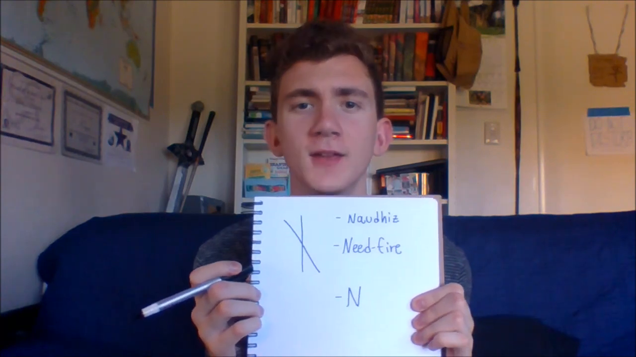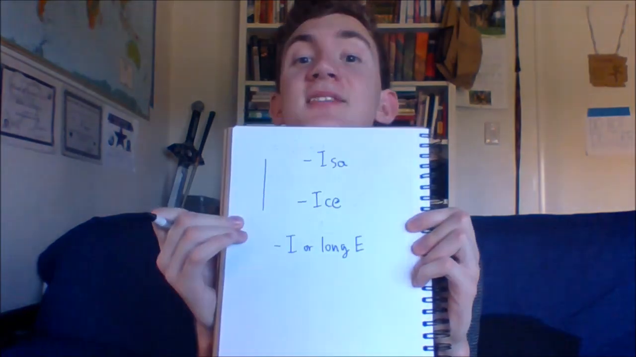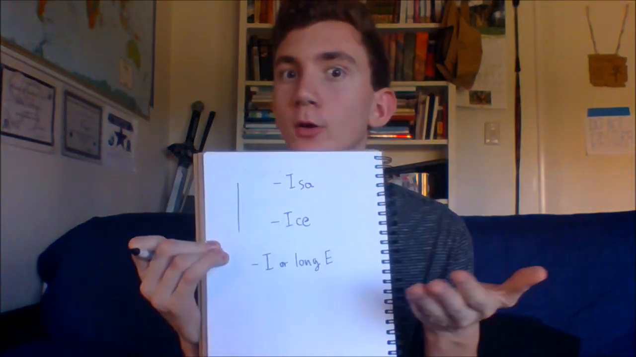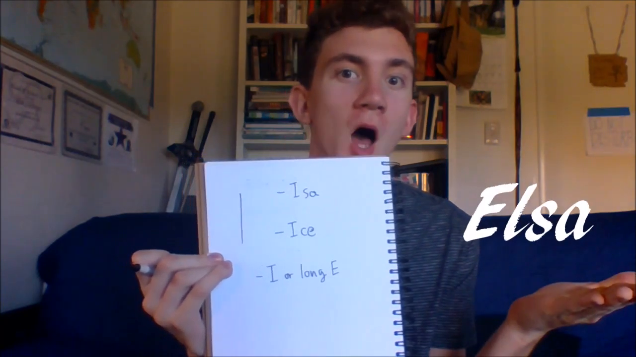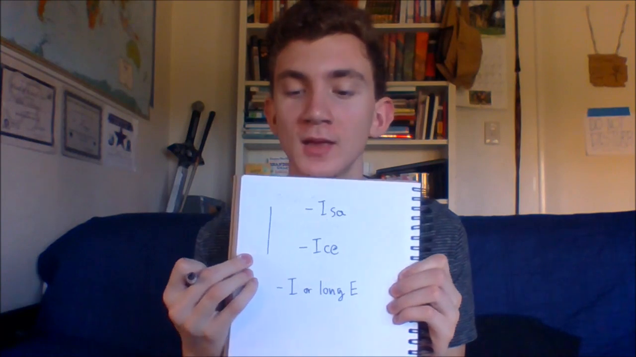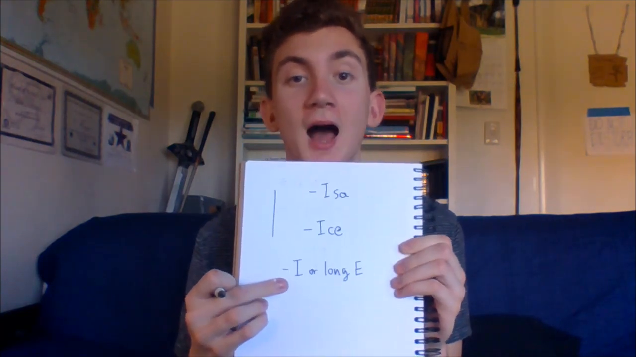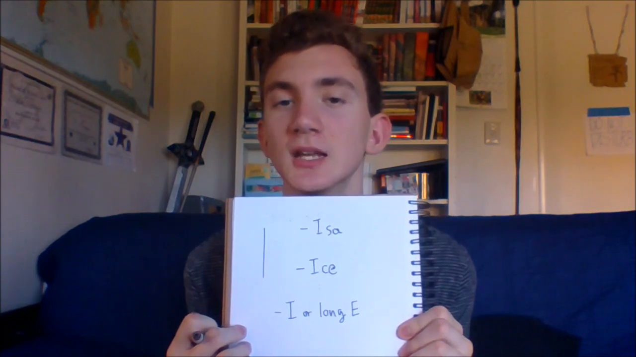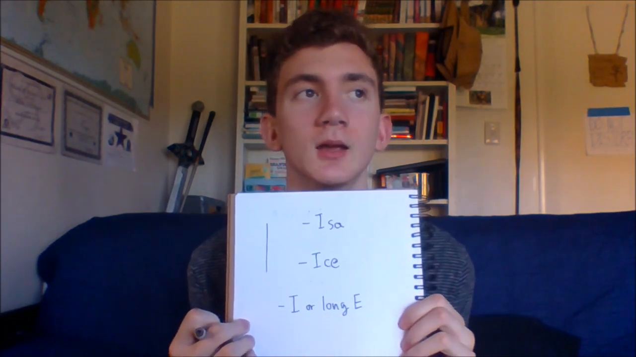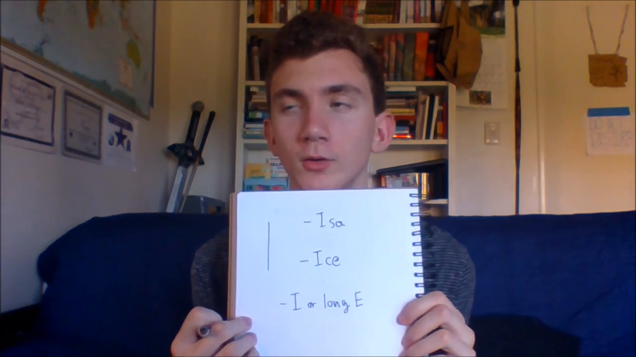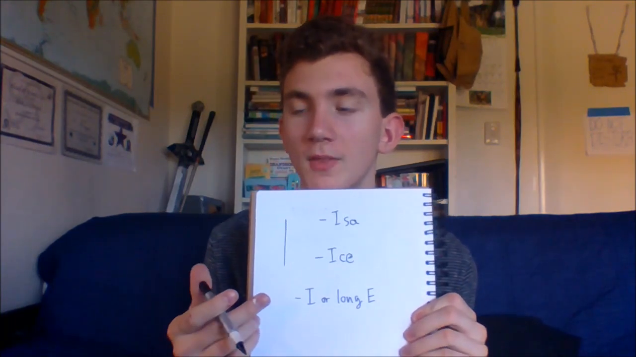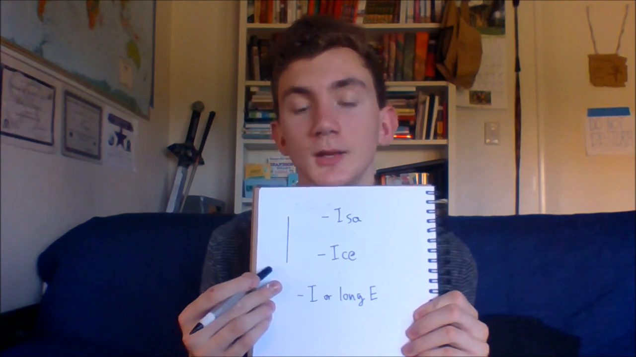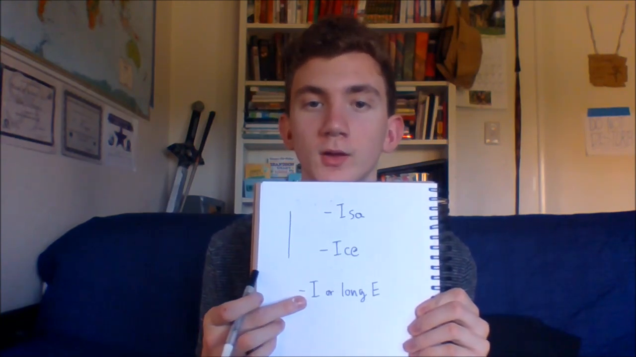So like a phoenix. The next one is Isa, and it means ice. See any correlation between Elsa and Isa? Isa, ice, I. And the English counterpart is I, or the long E, the E that you pronounce like T-E-A. You can go with the T symbol, which I'm coming to, or you can just use this for I.